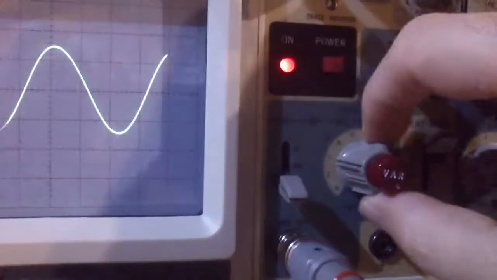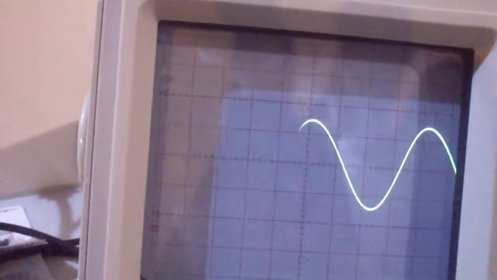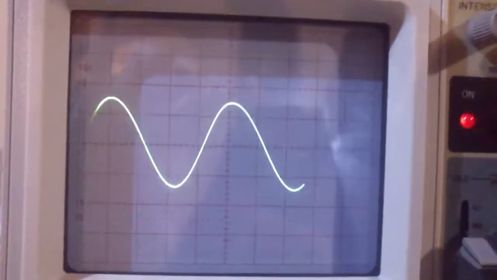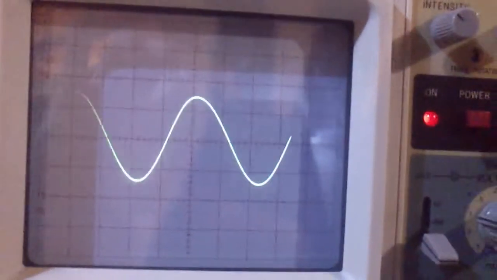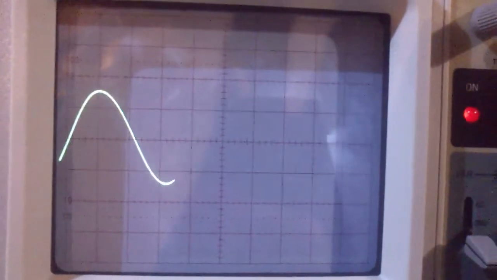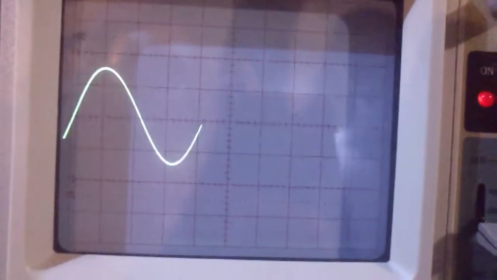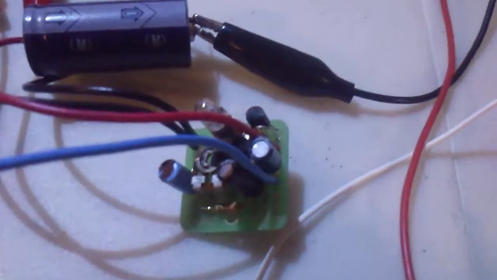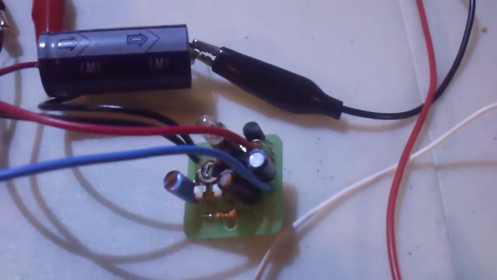Right now I'm on the settings 1 volt per division, and 5 milliseconds, so you can see it's a pretty nice sine wave. Actually, I think it's almost perfect, and it's extremely low frequency. I think the values that I put on the circuit give me about 50 something hertz.